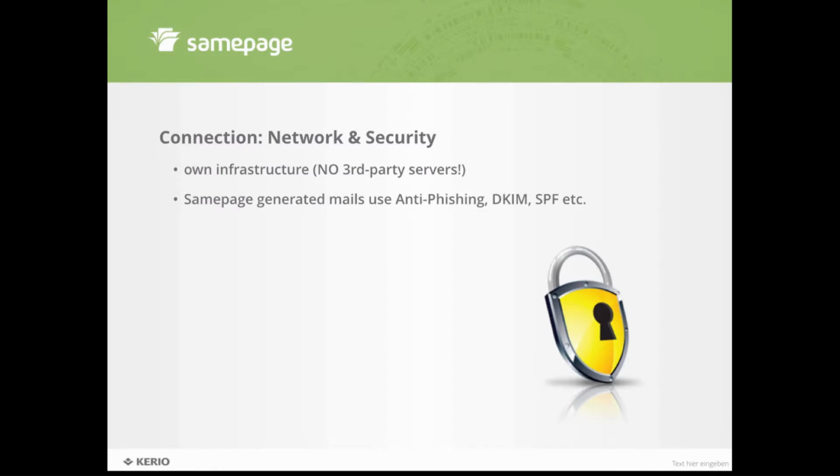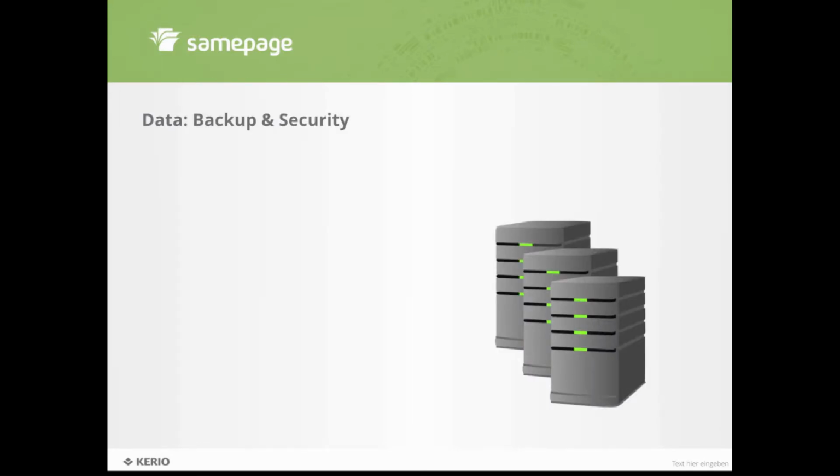Samepage generated mails are using the common security options. Of course, this is a Kerio Connect behind, with anti-phishing, DKIM, SPF, etc. Of course, we have firewall systems protecting us against possible attacks. The next slide will deal with data, backup and security. All our systems are redundant. So even if one server fails, this is not a problem at all, as we have them multiple times. We have redundant load balancing systems, and we keep at least 3 copies of all data.